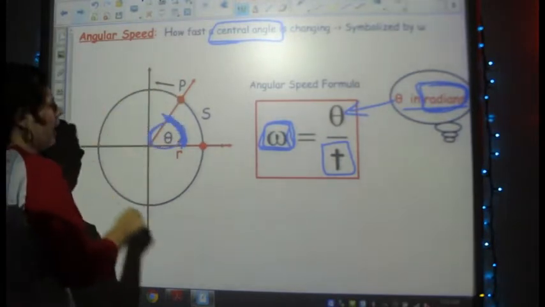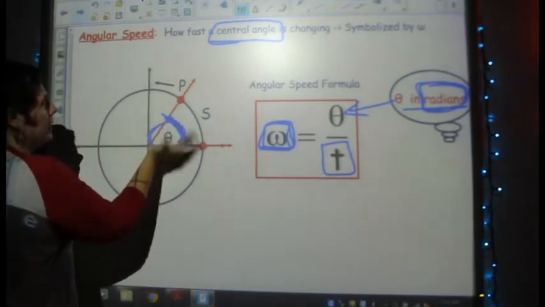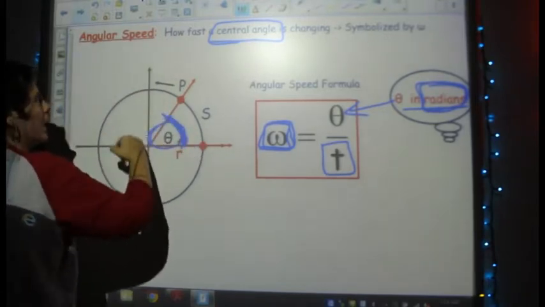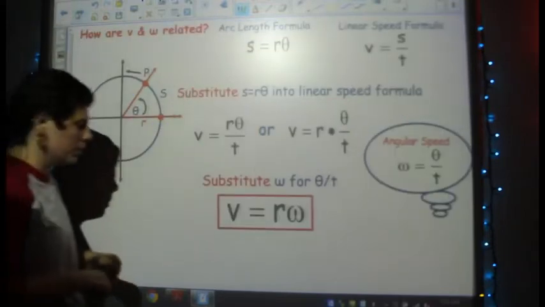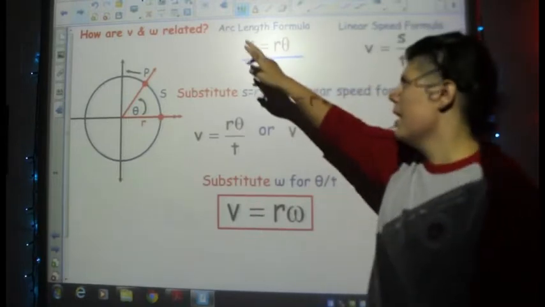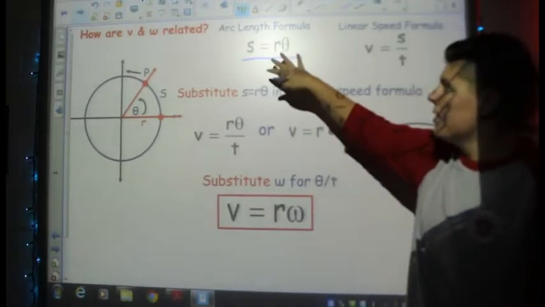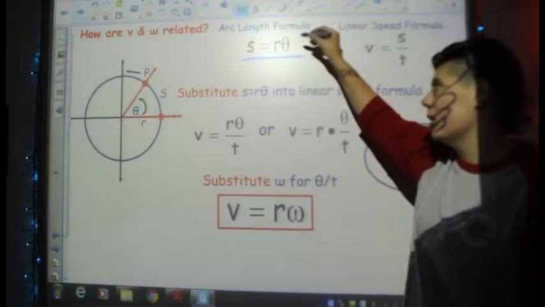Linear speed is about how fast the point is going around the circle. Angular speed is how fast that central angle is changing. And we can relate the two of these together using some formulas you already know. So we said before, earlier in this unit, that S equals R theta. This is our arc length formula. Again, theta was in radians.